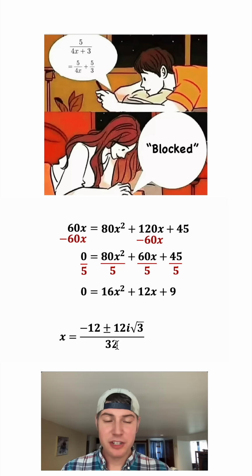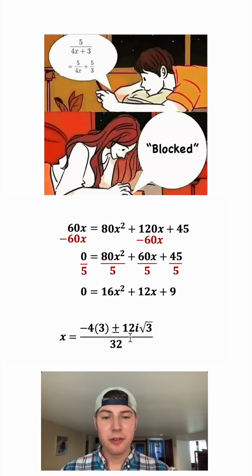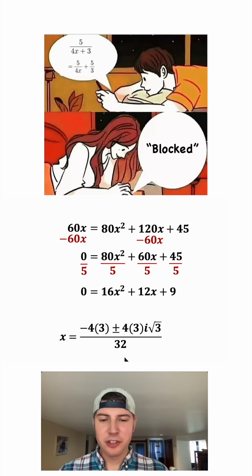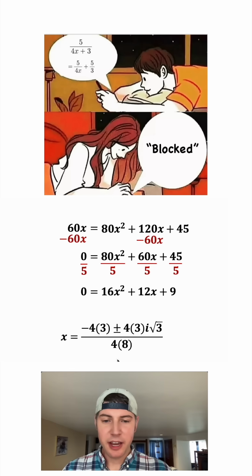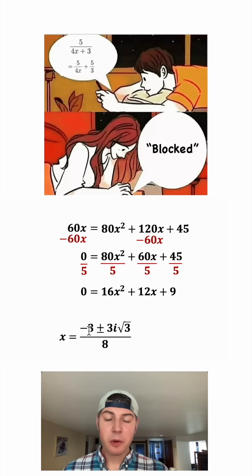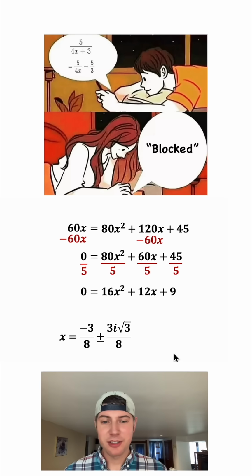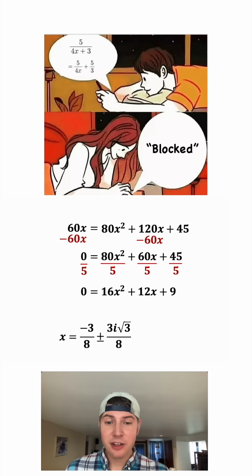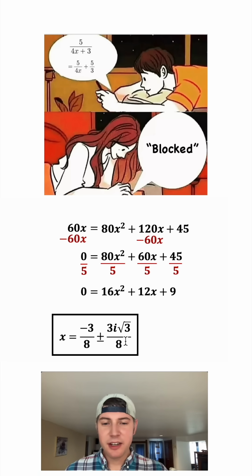Now all these coefficients have a 4 in common. This 12 can change into 4 times 3, this 12 can change into 4 times 3, and the 32 can change into 4 times 8. And then we can cancel out all these 4's. And then we don't want to mix this real portion and this imaginary part inside of a fraction, so we'll split it up into 2 separate fractions. So the solution to this equation is x equals negative 3/8 plus or minus 3i root 3 over 8. So let's put a box around it. I don't see a secret message in here. That's probably why they got blocked.